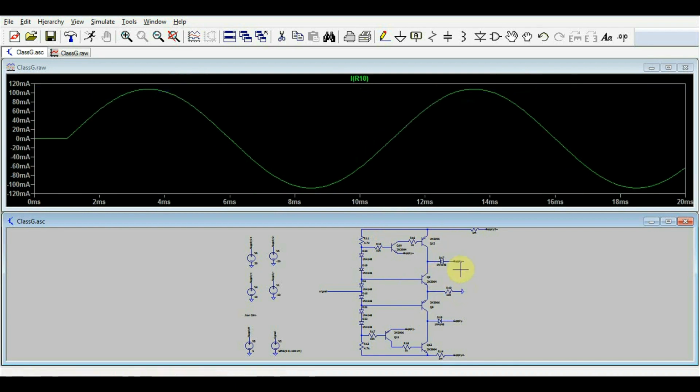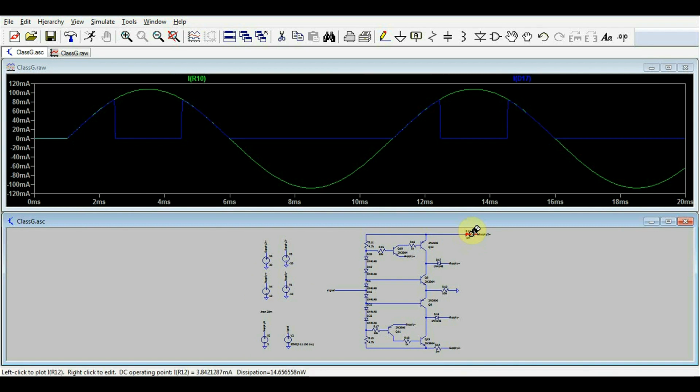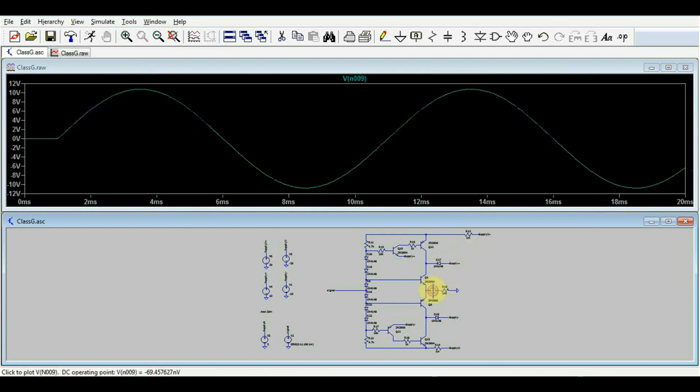So the output current, the current going through our load, is supplied from our first supply when low voltages are used, and then it's supplied by our secondary supply when higher voltages are used. And we see this switching going from one of the supplies to the other, but still maintaining a constant output waveform.